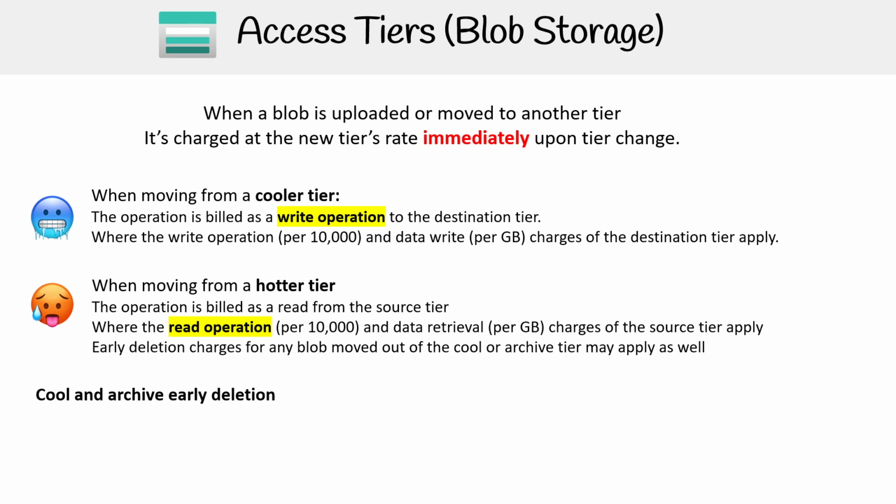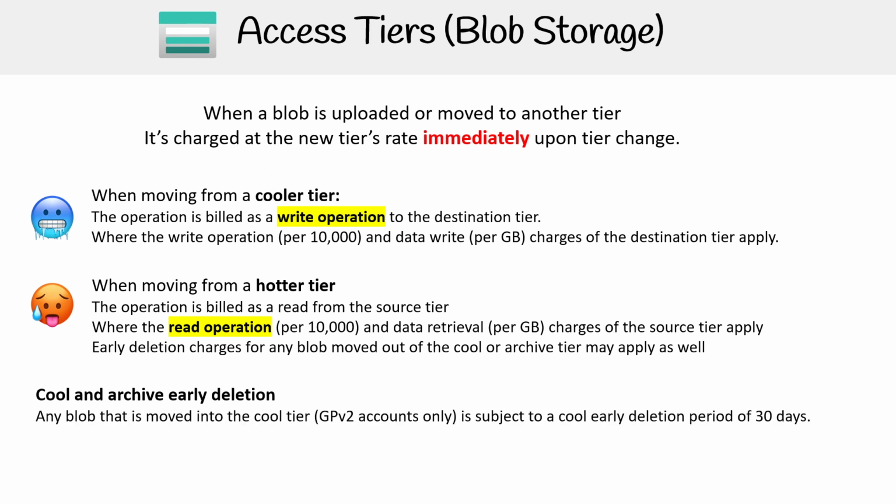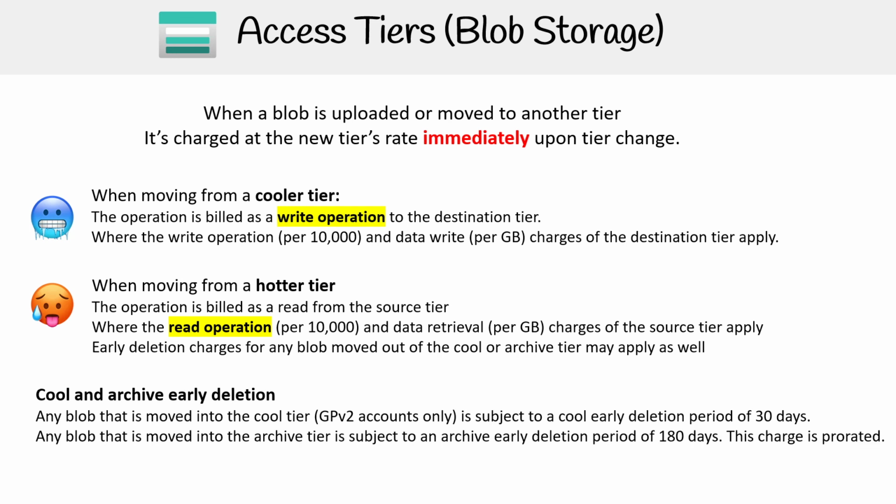And just lastly, when we're talking about cool and archive early deletion, any blob that is moved into the cool tier, and this is only for general purpose version 2 accounts, is subject to a cool early deletion period of 30 days. And any blob that is moved into the archive tier is subject to an archive early deletion period of 180 days. And this charge is prorated. So, access tiers aren't the funnest thing to talk about, but that is all the information you need to know.